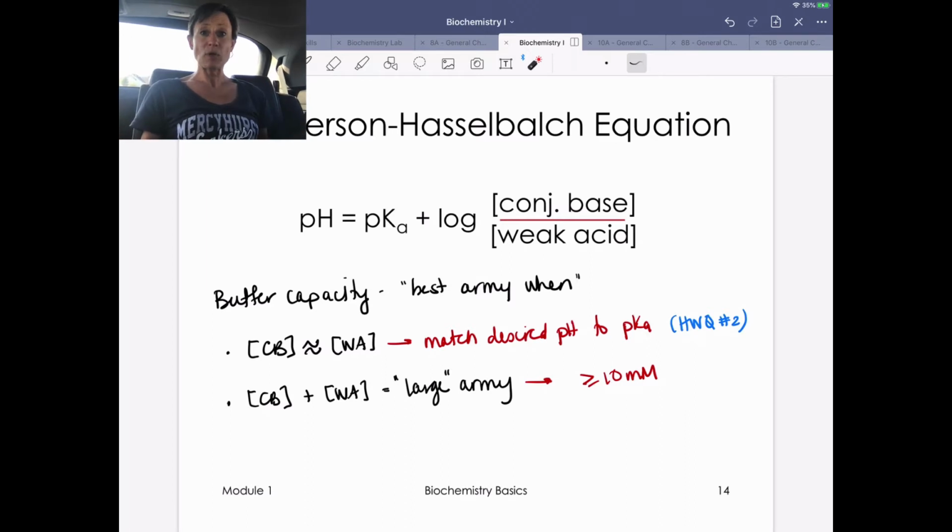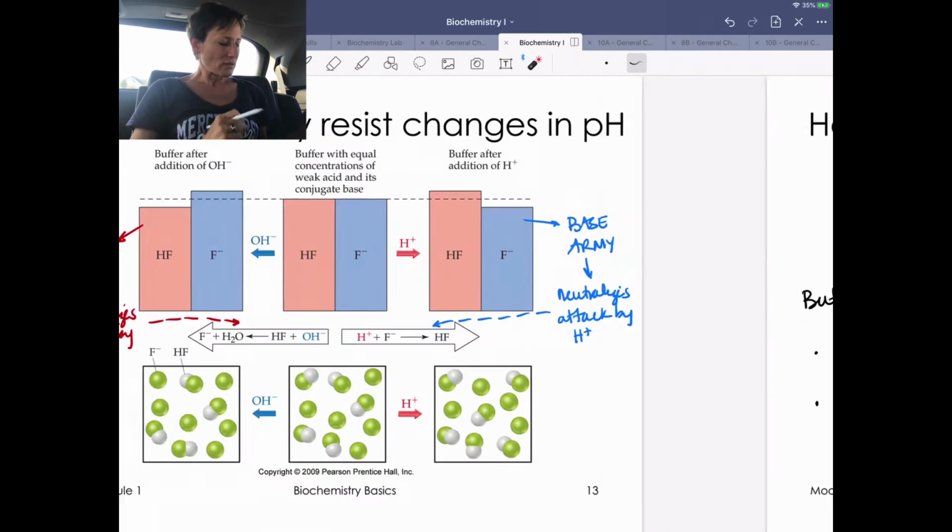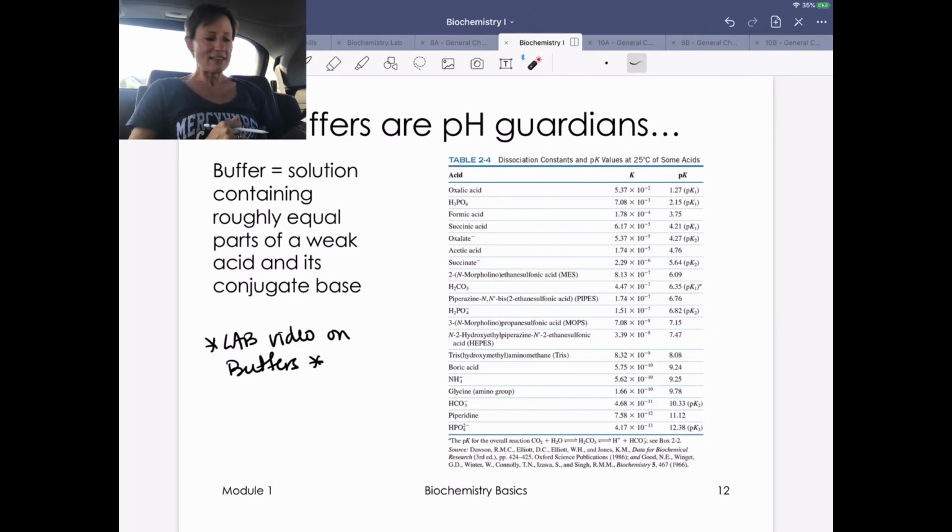So when we think about buffer capacity, when are we going to have the best army? What's going to be the best situation for us to be able to buffer our solution? Well, we'd like to have relatively equal sizes of our army, okay? And how we have relatively equal sizes of our army is we can match our desired pH to our pKa. This is actually your second homework question. This is not overly difficult. All you do is look at a table like this. If you want to have a pH buffer that's 4.75, let's say, I just need to pick an acid system whose pKa is closest to that. It's as simple as that.